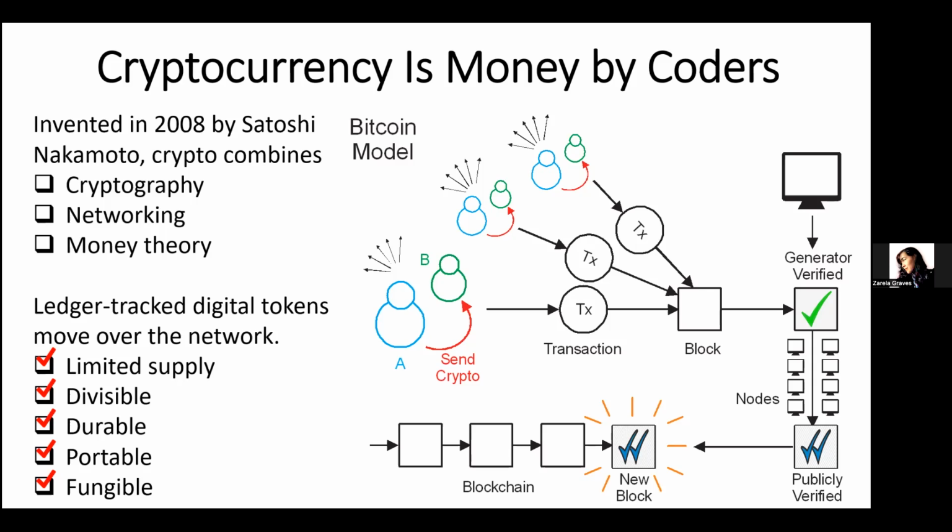It's durable. It exists on this distributed database, on tens of thousands of nodes all over the world. It's the ultimate in redundancy. It's portable because it's just bits, weightless. It moves at the speed of light. And it's fungible for the most part. For the most part, one Bitcoin is as good as another Bitcoin. There are exceptions to this, which we'll talk about.